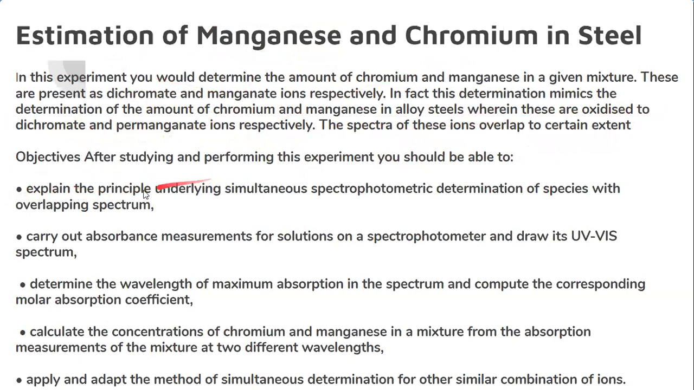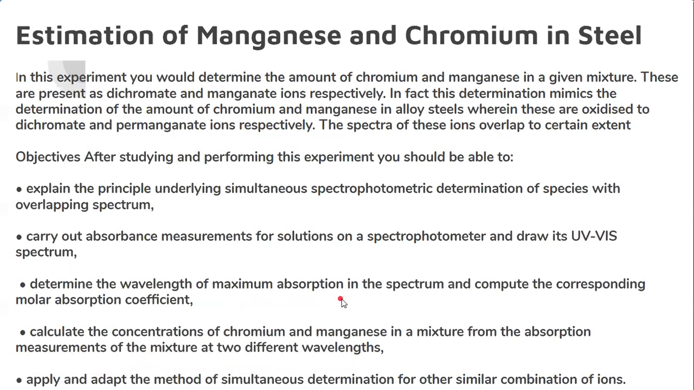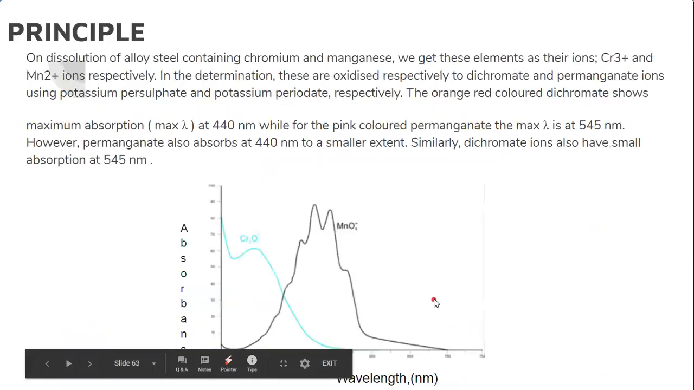So, the objectives. First, we explain the principle and carry out absorbance measurements using a spectrophotometer and draw its UV spectrum. Determine the wavelength of maximum absorption, that is lambda max. Compute the absorption coefficient, the molar coefficient values. With the help of these two, we can calculate the concentration of chromium and manganese in the mixture. So these are our objectives.